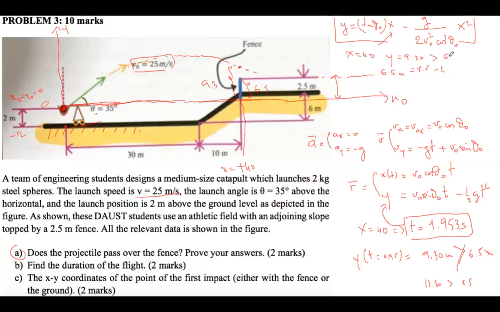And this is larger than 6.5. So basically, the parabola will be over the fence. So the projectile will pass over the fence. Does the projectile pass over the fence? Yes. Way to prove it, you just need to prove that the y is larger than the height of the fence. Great. Second question. So let me erase this.